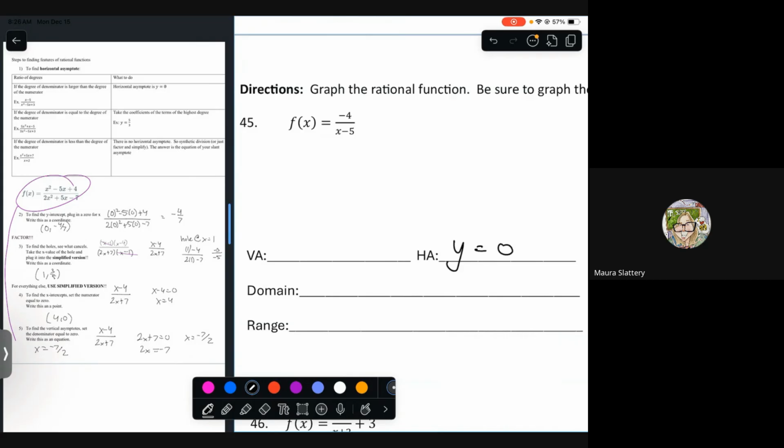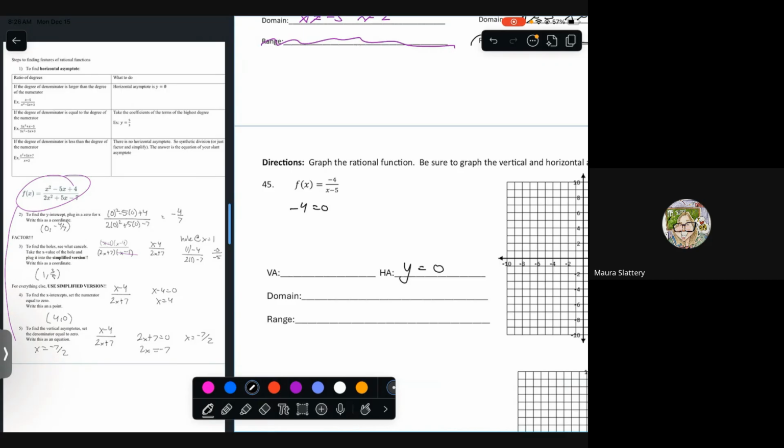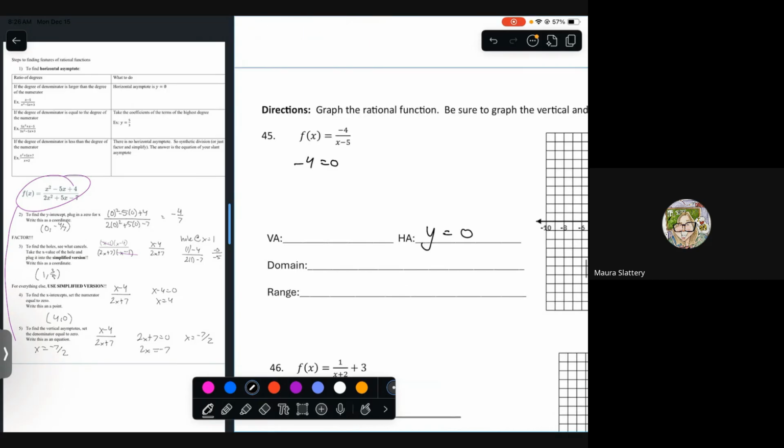We can find our x-intercepts by taking the numerator and setting it equal to 0. Well, can I make -4 equal to 0? I cannot, right? It's just a number. So I actually don't have any x-intercepts. It doesn't even ask for that, I guess, but we would say no x-intercepts here. And then to find the vertical asymptotes, we set the denominator equal to 0. So I get that x is equal to 5. For my domain, it's just that x cannot be equal to 5, and don't worry about the range.